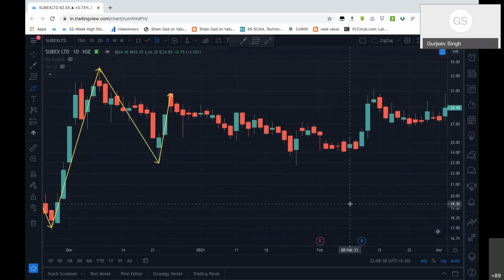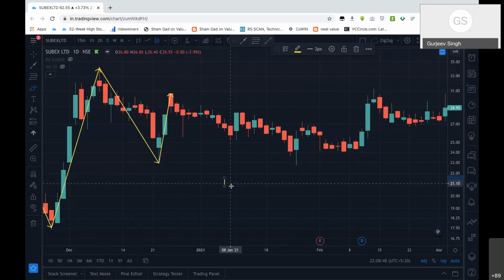Now what is happening? Why can't we take 1, 2, 3, 4 and 1? This was also the pattern over here. 1, 2, 3, 4 and 1. This was also a pattern. So this is my 1, this is my 2, this is my 3, this is my 4, and this is my 1. This is a valid pattern.